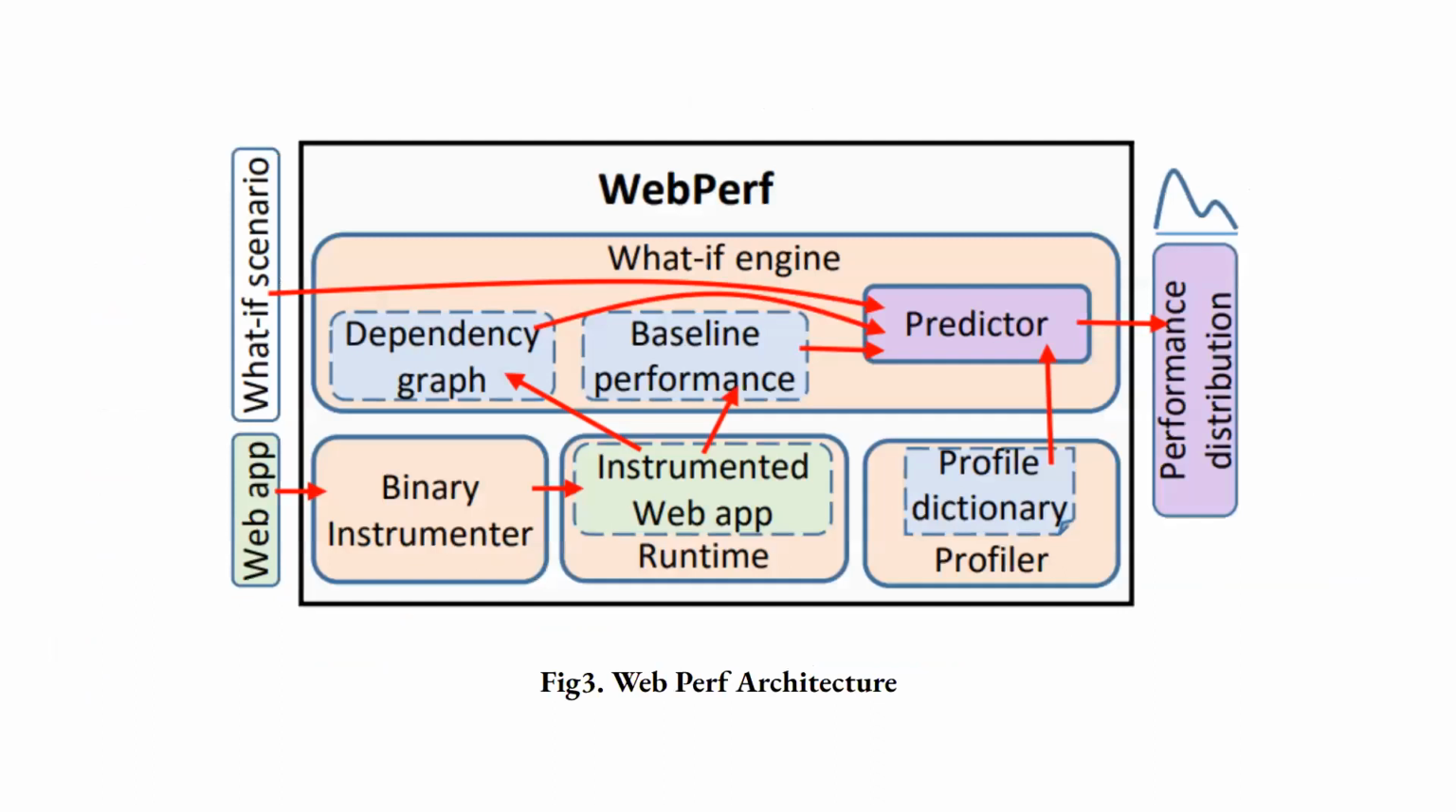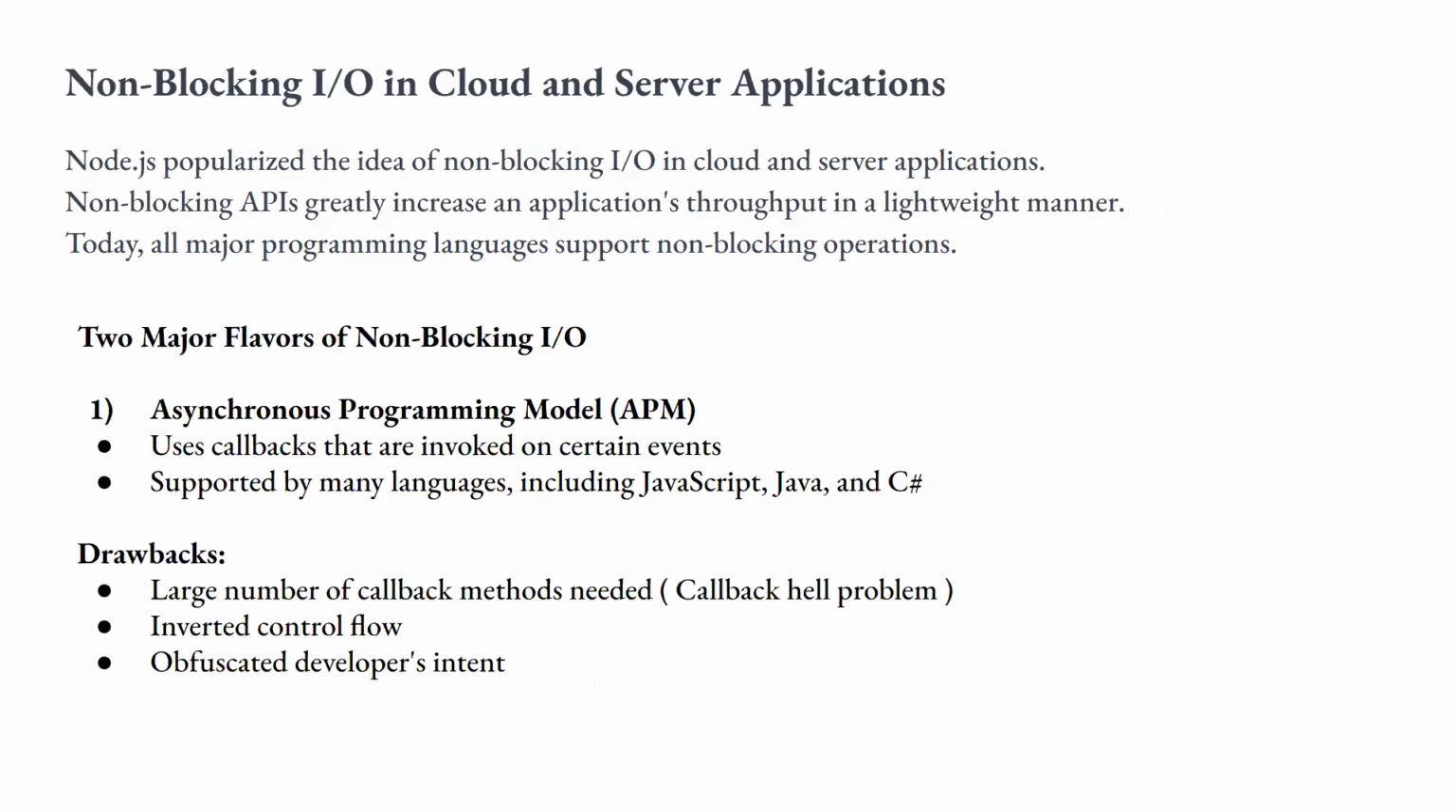As we have seen earlier, here's the architecture of WebPerf, which basically involves a binary instrumenter, a dependency graph, and also has a profile dictionary, which would have all the cloud API latencies. So moving on next.